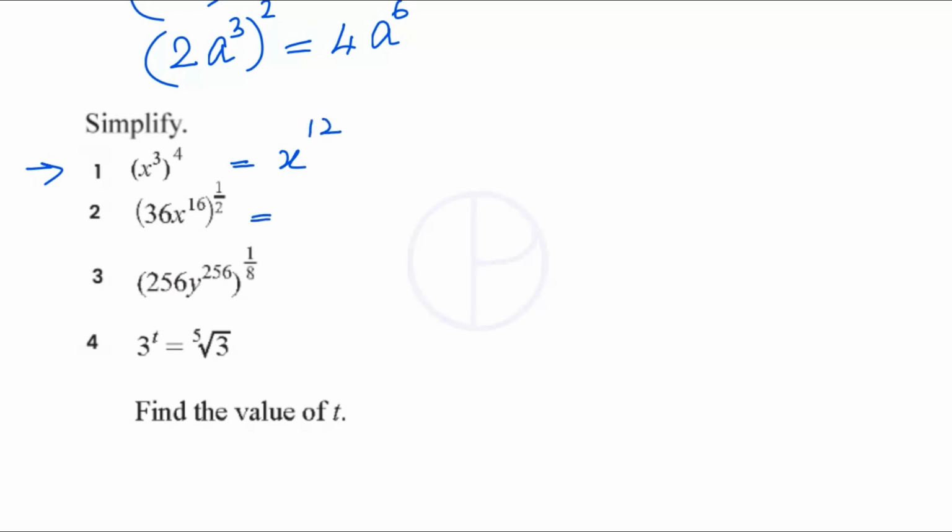And what is this? The power actually is a fraction. 36 the whole power 1 over 2 is nothing but square root of 36, which is nothing but 6. X power 16 the whole power 1 over 2 is nothing but x power 16 multiplied by 1 over 2. 16 multiplied by 1 over 2, that is 16 multiplied by half gives 8.